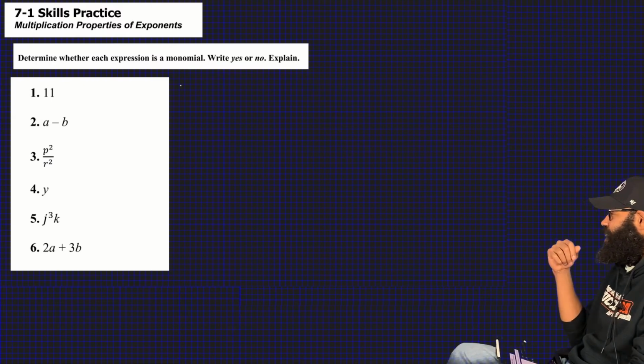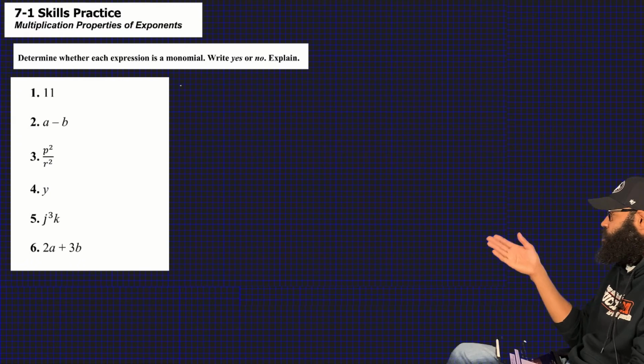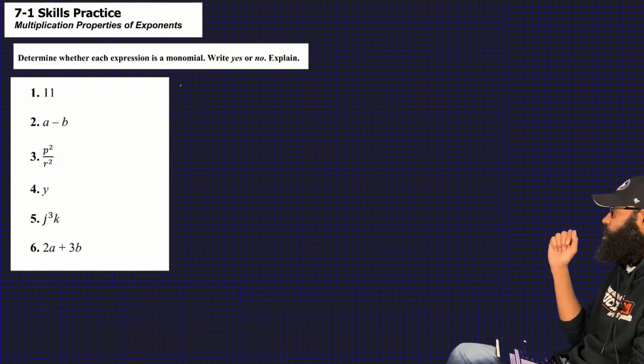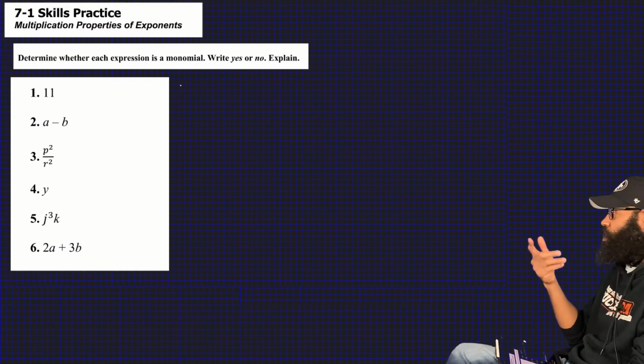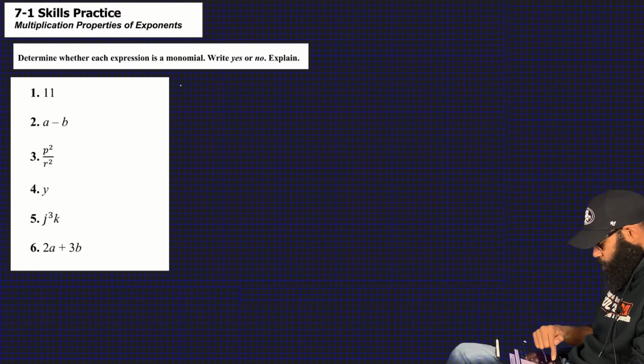Number 3 is actually yes. Even though you see something in the top and something in the bottom, since they're being divided, it's kind of like multiplication. Just like 2y would be yes, 2 divided by x would be yes. So all the rest are yes except for the last one, because you see addition. Addition and subtraction separate terms. There's no addition or subtraction in any others except for number 2 and number 6. So that's me explaining it.